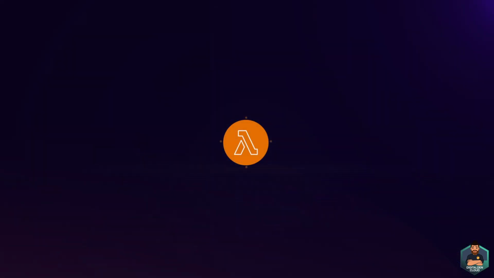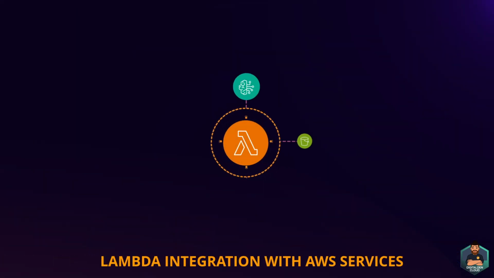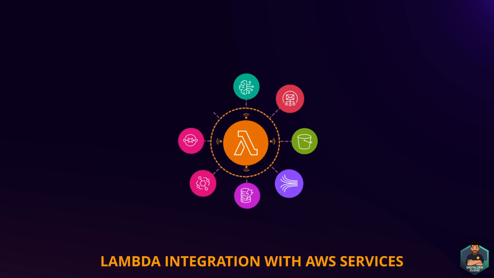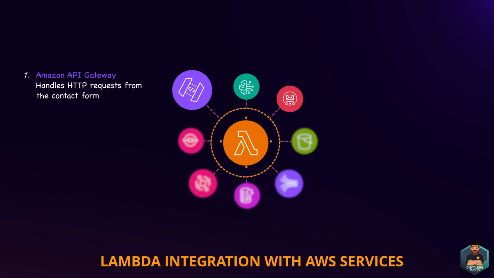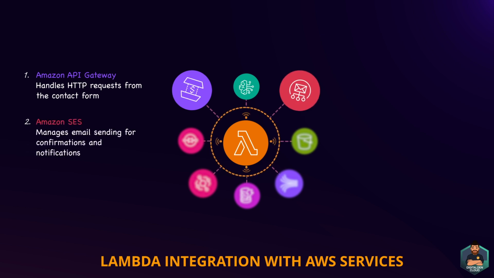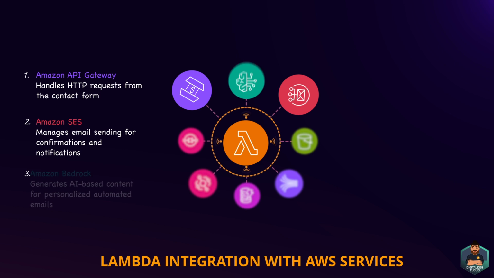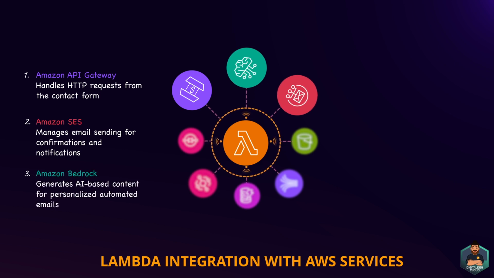Lambda also integrates seamlessly with a range of AWS services, enabling you to build complex systems from simple components without unnecessary complexity. So in your serverless contact form solution, Lambda works particularly well with Amazon API Gateway to handle HTTP requests from the contact form, Amazon Simple Email Service to manage email sending for confirmation and notifications, and Amazon Bedrock to generate AI-based content, adding a personalized touch to your automated emails.